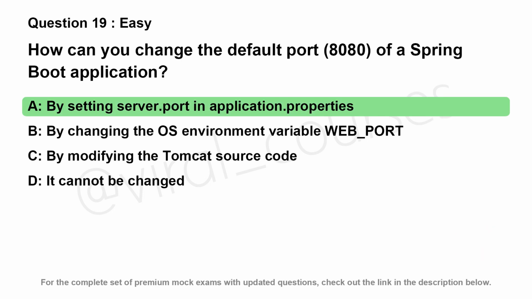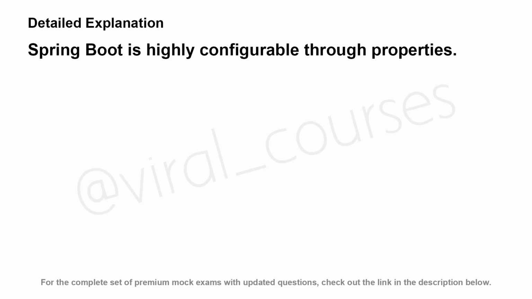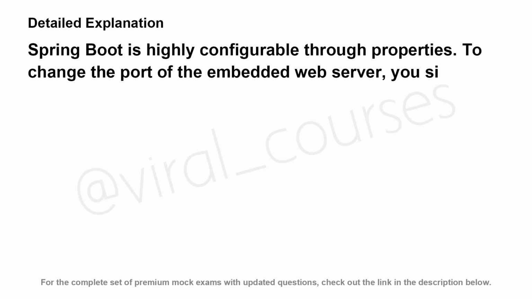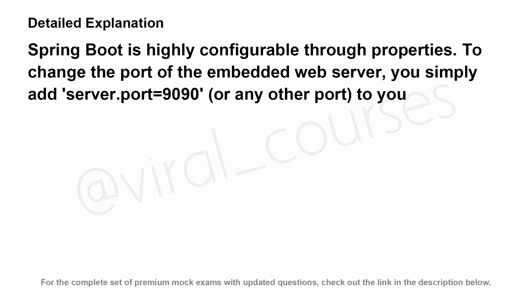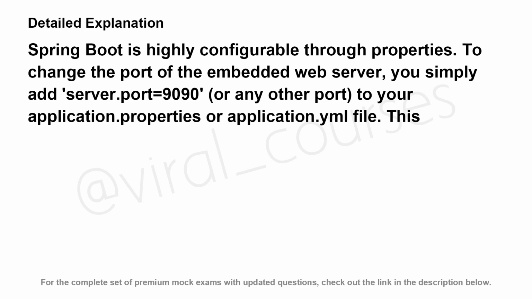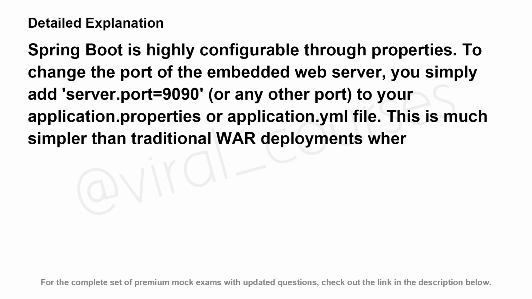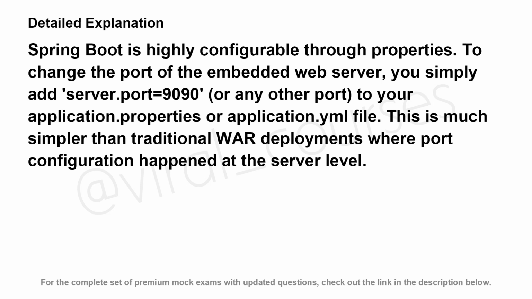The correct answer is A. Spring Boot is highly configurable through properties. To change the port of the embedded web server, you simply add server.port=9090, or any other port, to your application.properties or application.yml file. This is much simpler than traditional WAR deployments where port configuration happened at the server level.